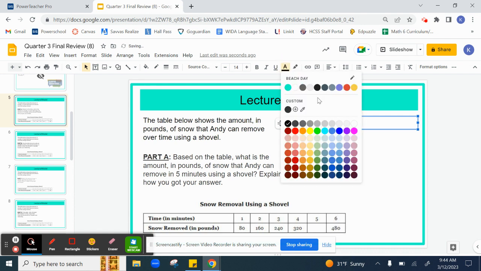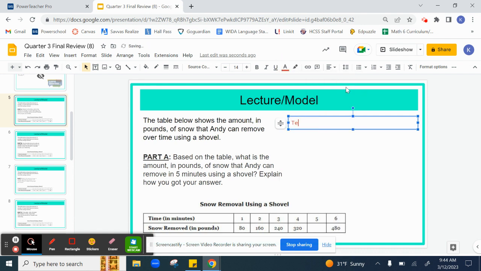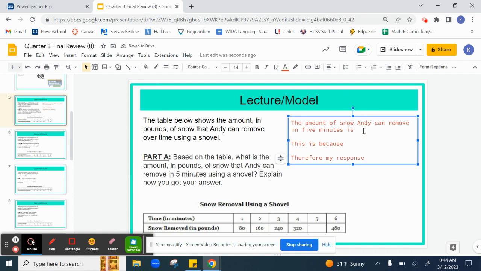Actually, let me make the text a different color. The amount of snow Andy can remove in 5 minutes is, this is because, therefore my response is. Okay, so now that I've set up our sentence frames, let's solve this.